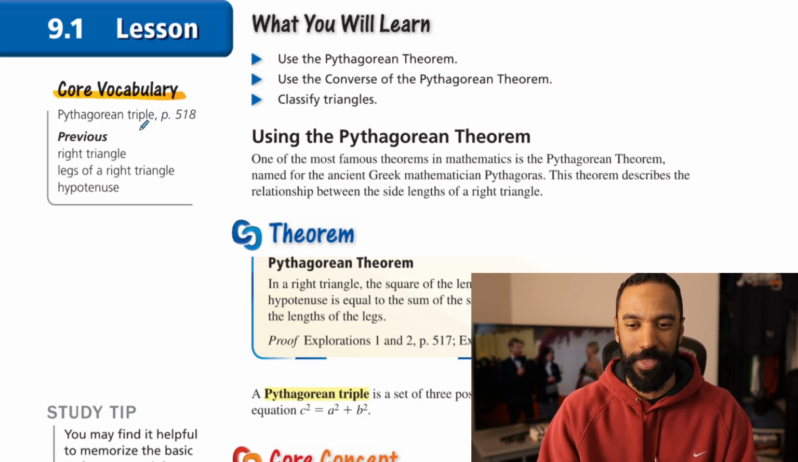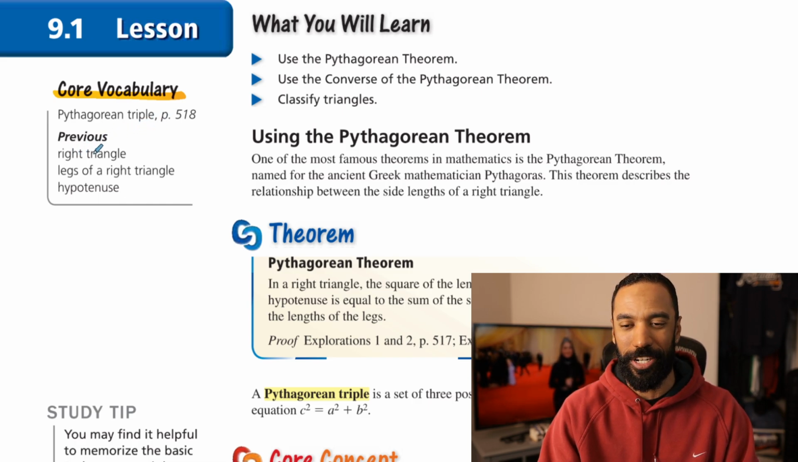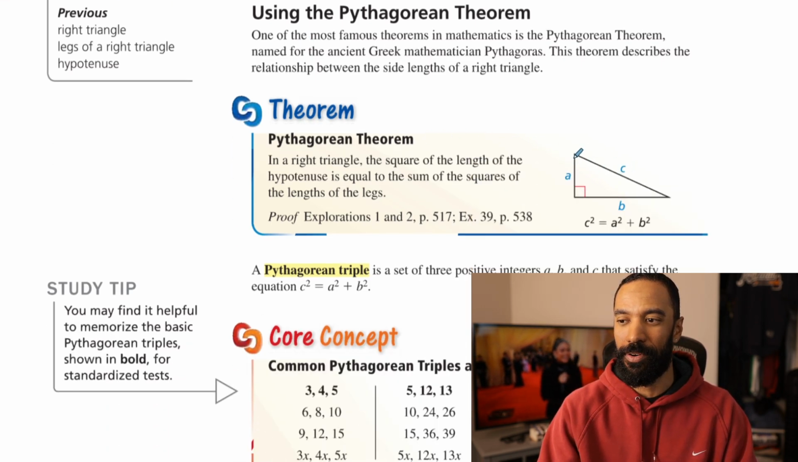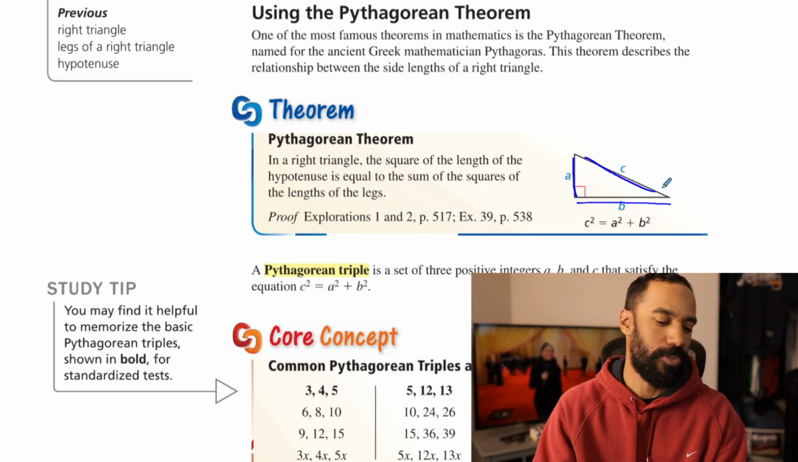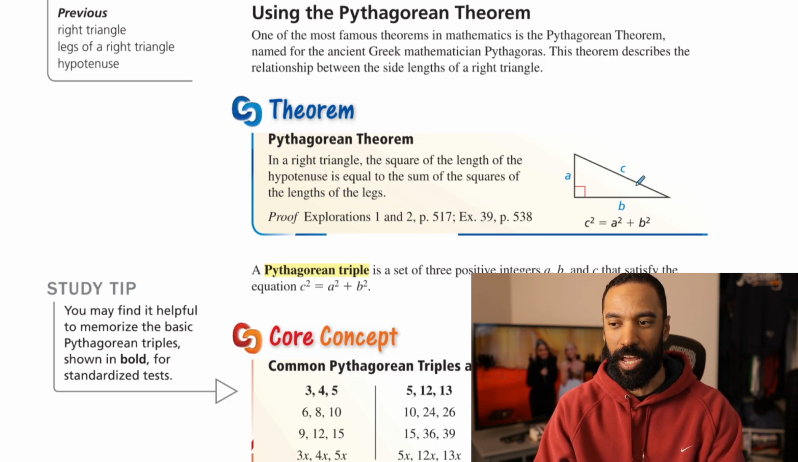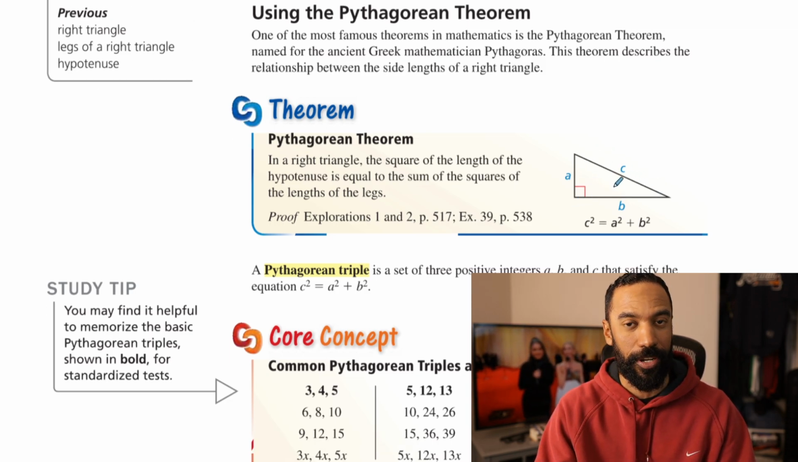Previously, you had to know what a right triangle was, the legs of a right triangle, and the hypotenuse of a right triangle. So I'll just say that right now. Here's a leg, there's a leg, here's the hypotenuse. The legs are the two sides of the triangle that make up the right angle, and the hypotenuse is the side opposite the right angle in a right triangle.